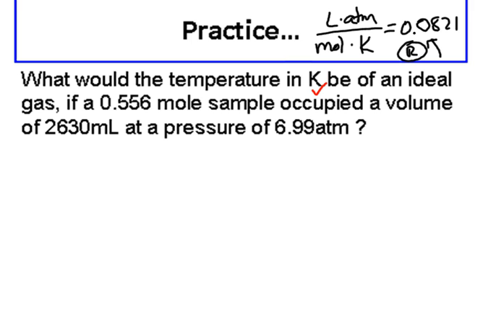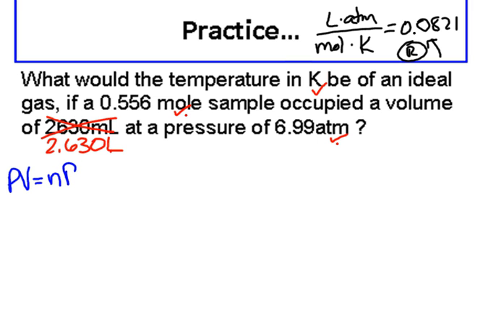So taking a look, what would the temperature be in Kelvin? I'm solving for Kelvin, so I don't need to worry about that quite yet. I have moles, that's a check. Occupy a volume of 2,630 milliliters, but that's not what I want. So I'm going to convert it through dimensional analysis, and I'm going to get 2.630 liters. Make sure you keep your sig figs. And then a pressure of 6.99 atm. Check. So I have liters right here, atmospheres right here, moles right here, and I'm solving for Kelvin. So let's go and set it up.